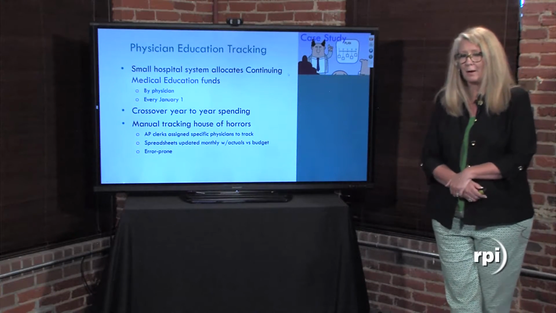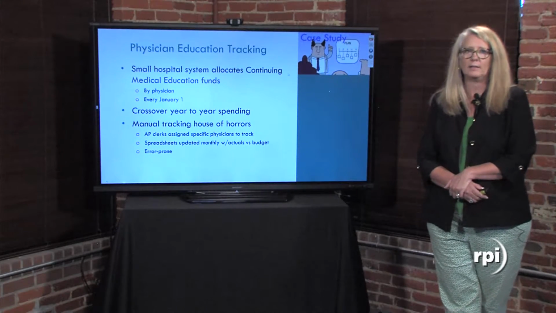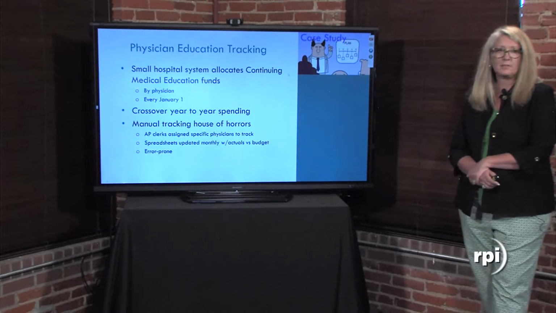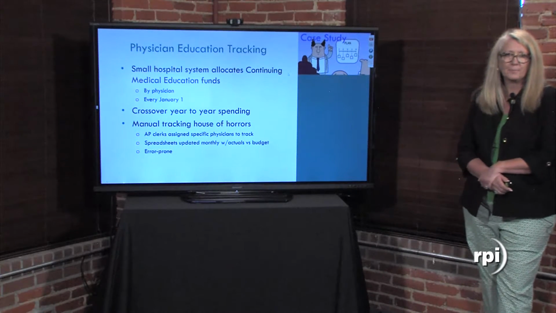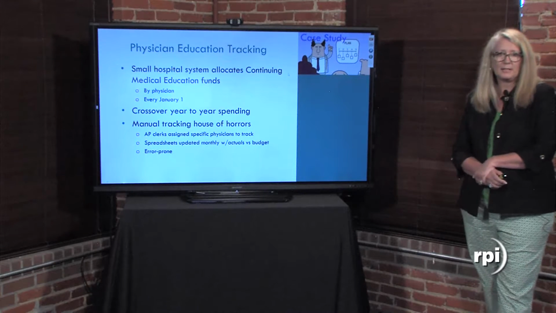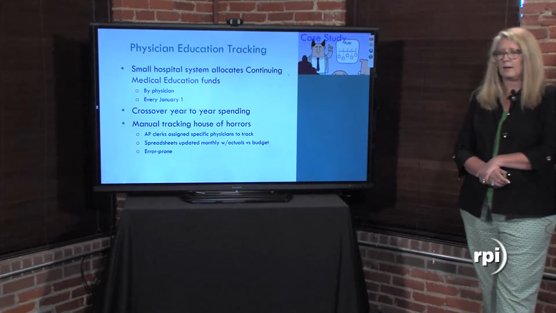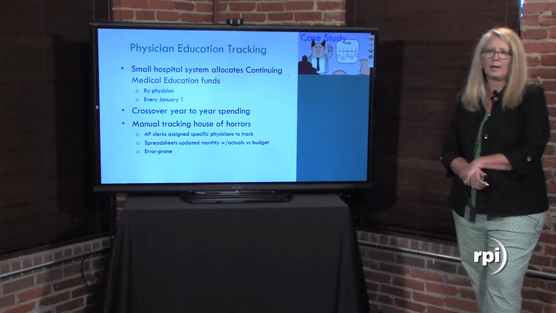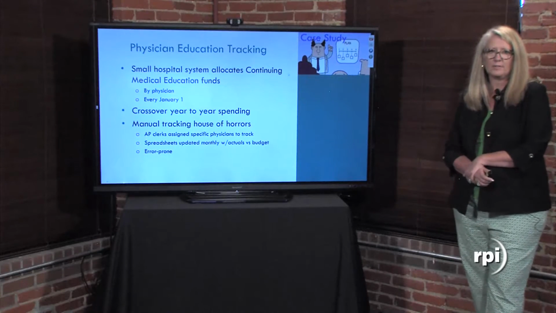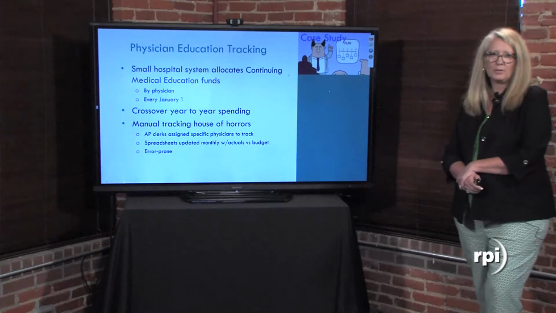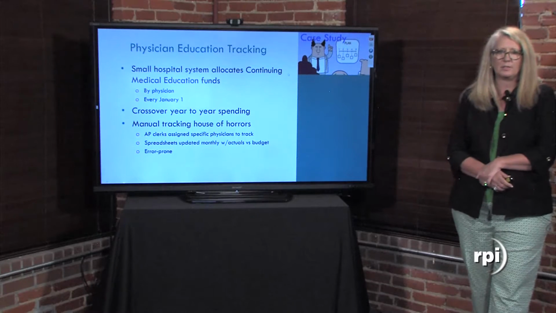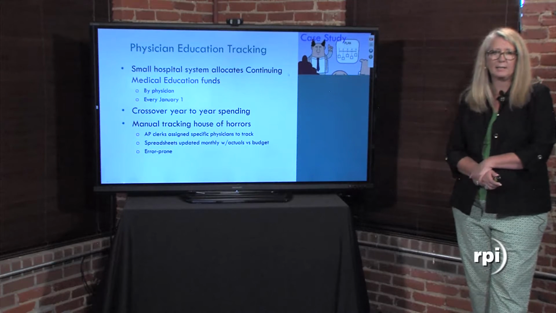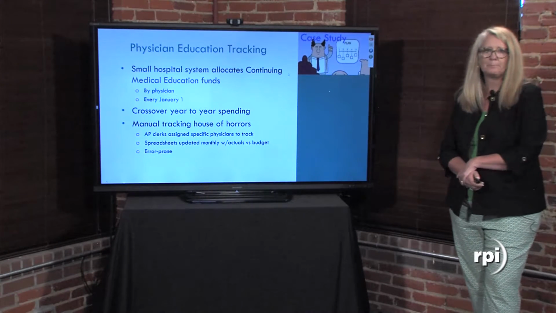Another case study was education tracking. Small hospital system, they allocate continuing med ed funds by physician. They do it every January 1st. They can cross over year-to-year spending. They had a manual tracking house of horrors. Their AP clerks assigned specific physicians to track, so each AP clerk was tracking certain physicians. They had to update their spreadsheets monthly with actuals versus budget. Very, very error-prone, very easy to miss invoices that they should be tracking, very, very time-consuming.